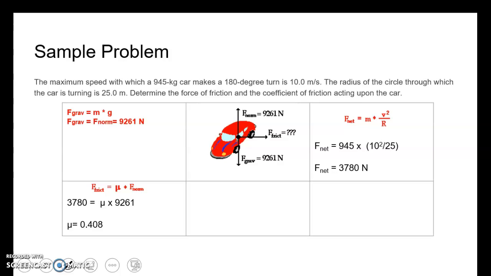The maximum speed at which a 945 kilogram car makes a 180 degree turn is 10 meters per second. The radius of the circle through which the car is turning is 25 meters. Determine the force of friction and the coefficient of friction acting upon the car.